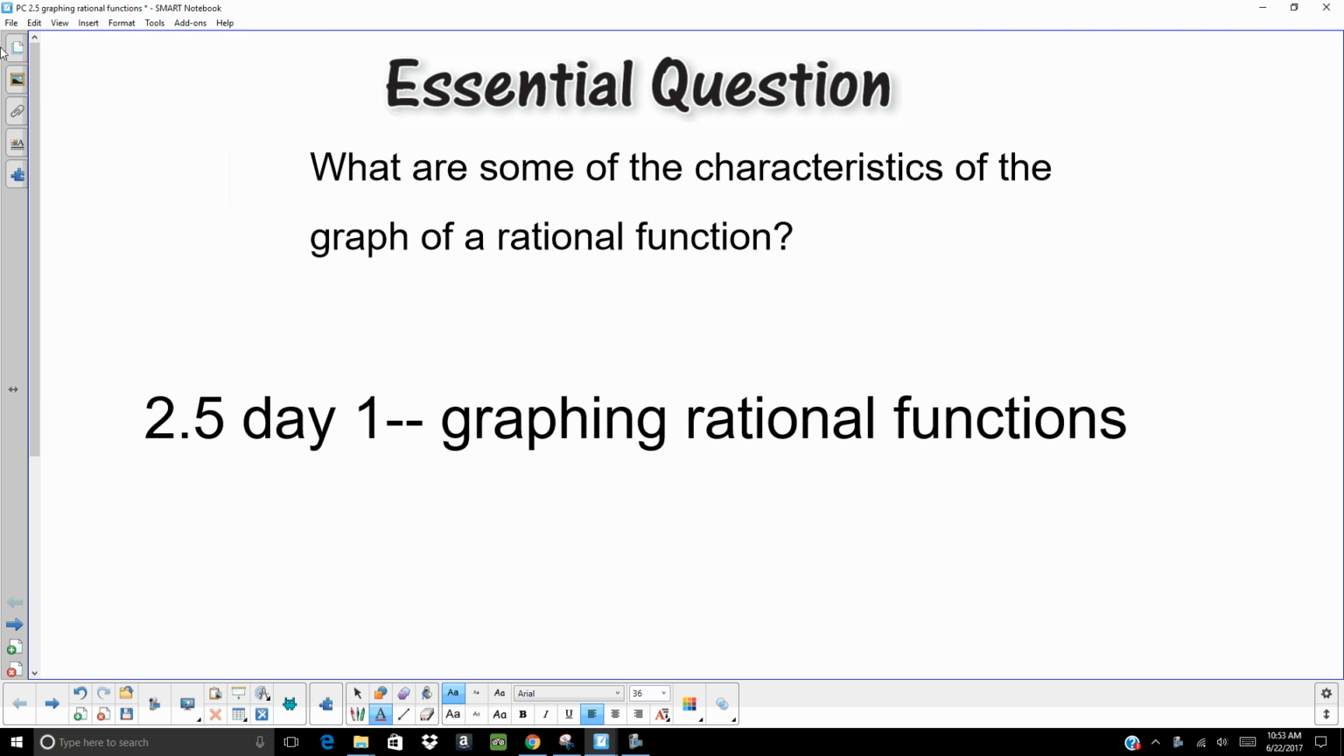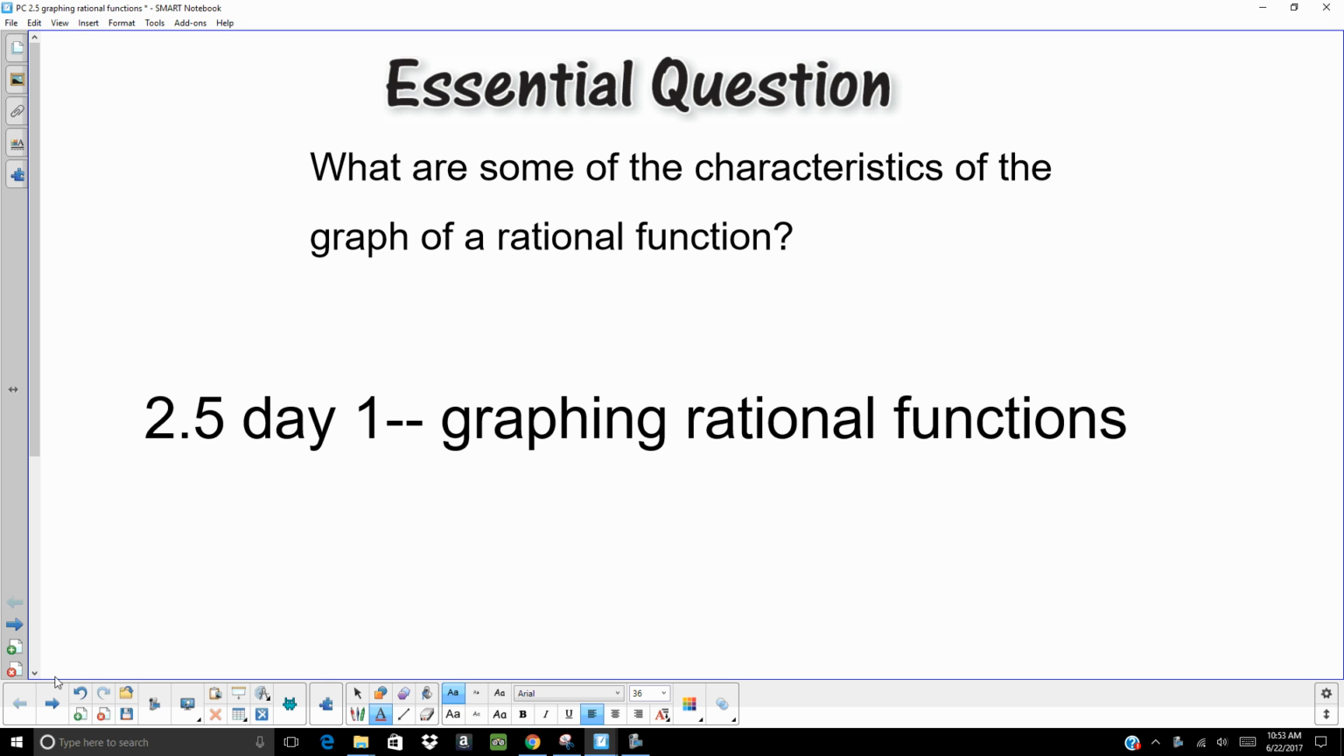Hello, today we are doing 2.5. We're going to do this in 2 days. Today's day 1, graphing rational functions. Our essential question is, what are some of the characteristics of the graph of a rational function?